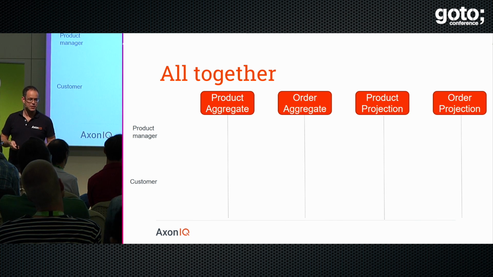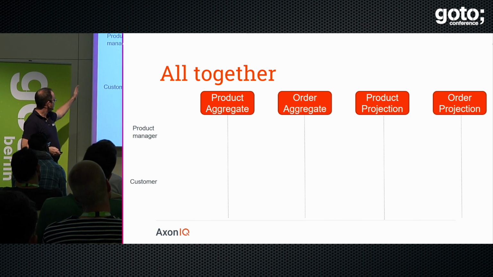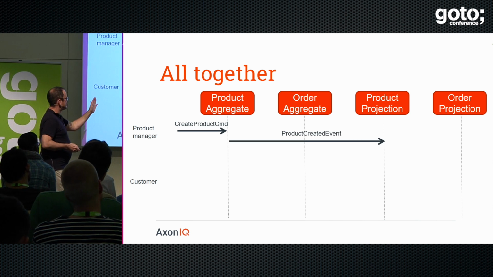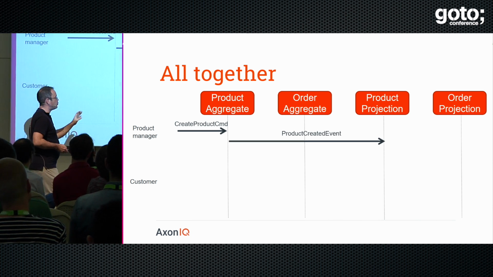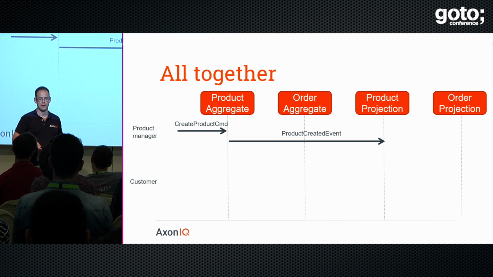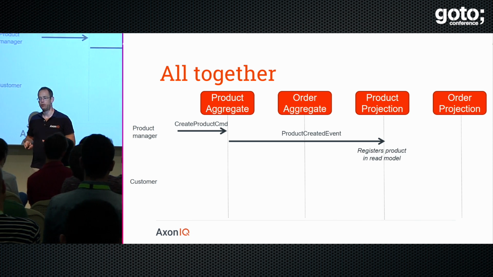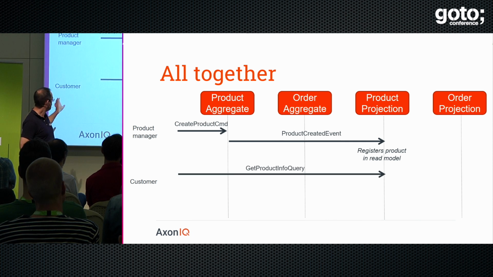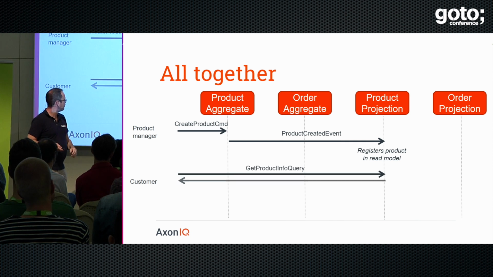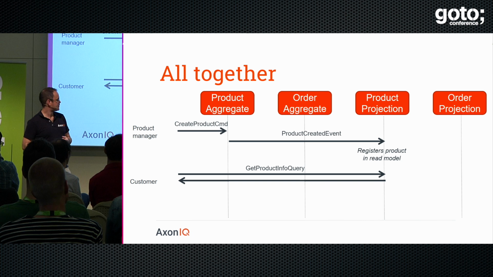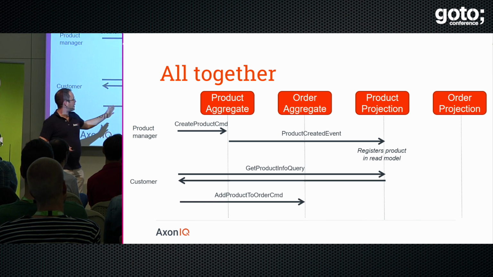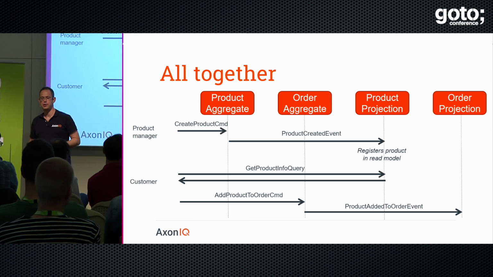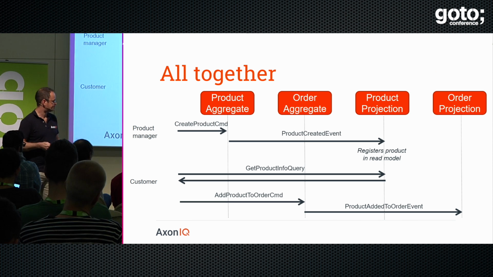Looking at that again as a sequence diagram, the product manager would create products that would raise an event, like a product created event. That would end up in the product projection. So that's when it becomes available for shoppers, would show up. The consumer would do a get product info query, get that info, including the price, and then the product would be added to an order, which would end up in the order projection. So that's the kind of logic that you would have in this model.